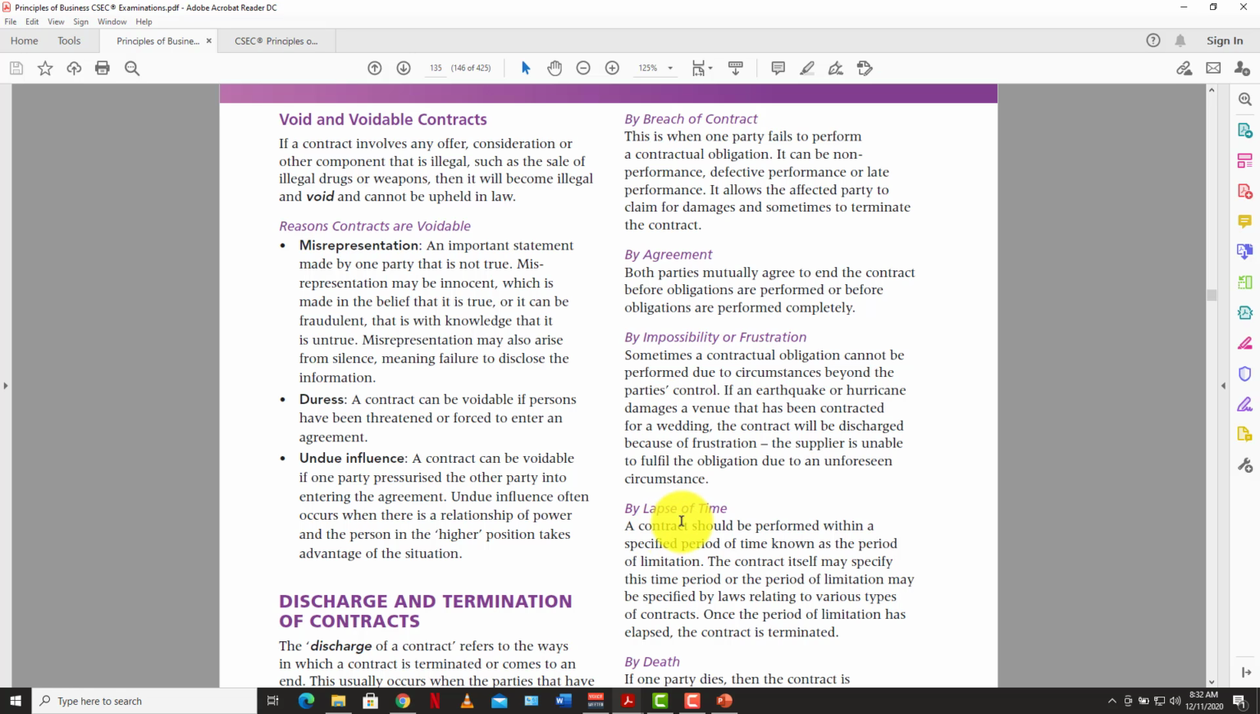Then we have lapse of time. A contract should be performed within a specified period of time, known as the period of limitation. The contract itself may specify this time period, or the period of limitation may be specified by laws relating to various types of contracts. Once the period of limitation has elapsed, the contract is terminated. And so we can see two things happening right here with John: breach of contract and lapse of time.